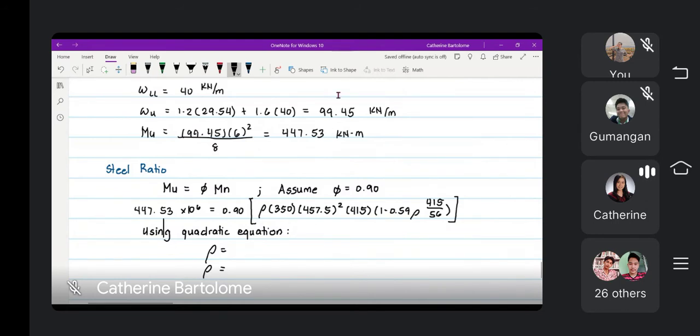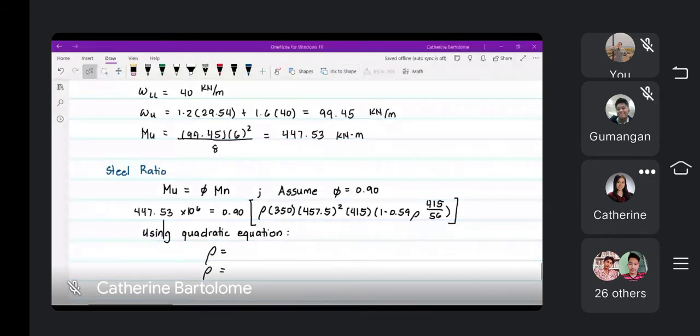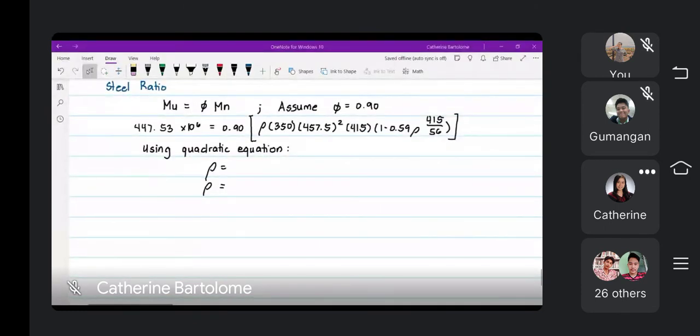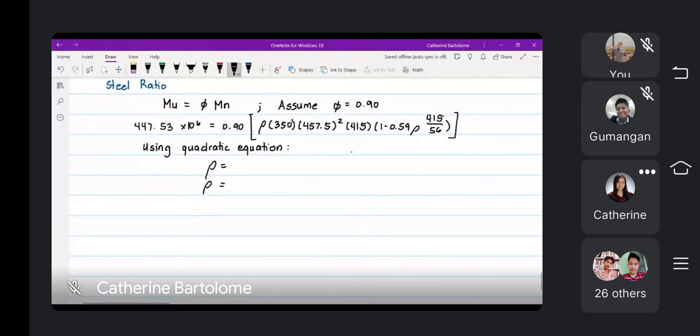Common mistake din to guys. Yung iba, hindi pinalitan yung value ng Mu. So, what's the value of rho? 0.01773. Next. Okay.